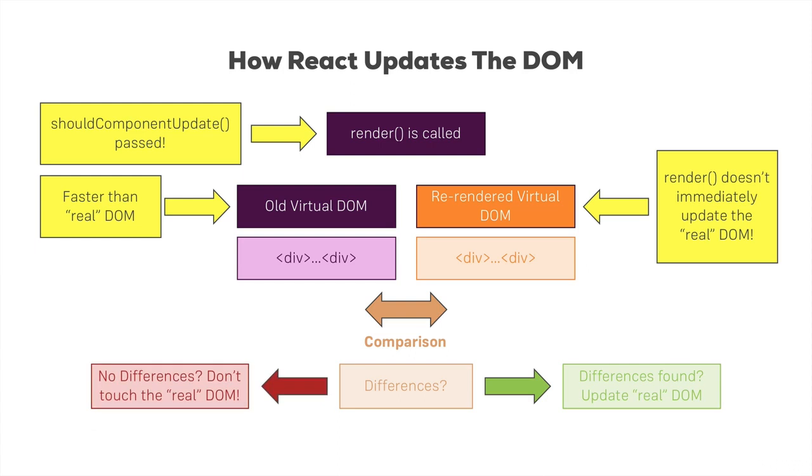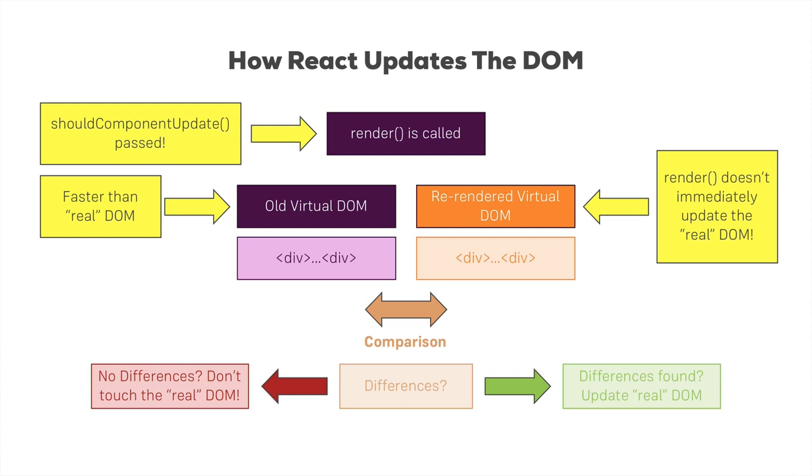Render did execute, the comparison was made, and that is why should_component_update might make sense to prevent this if it's not needed, because this of course already also costs some resources. But nonetheless, the real DOM is not touched. You can rely on that. The real DOM will only be touched if there are real differences.